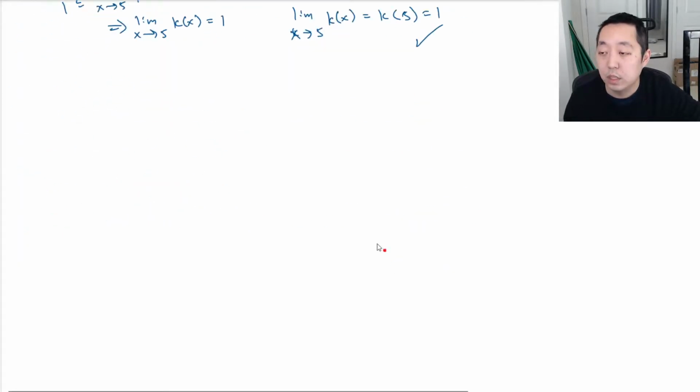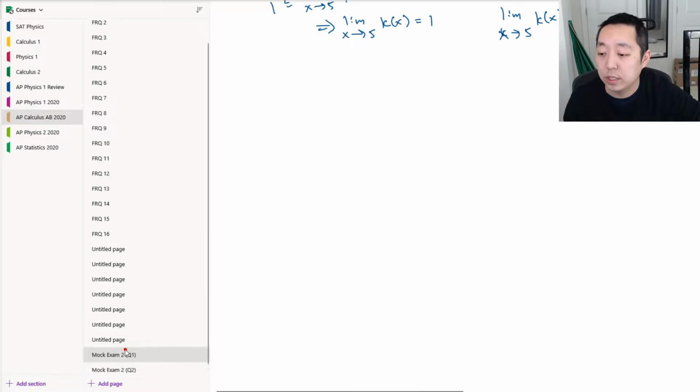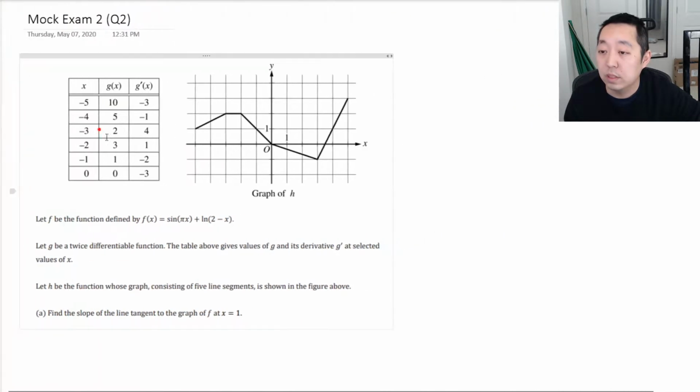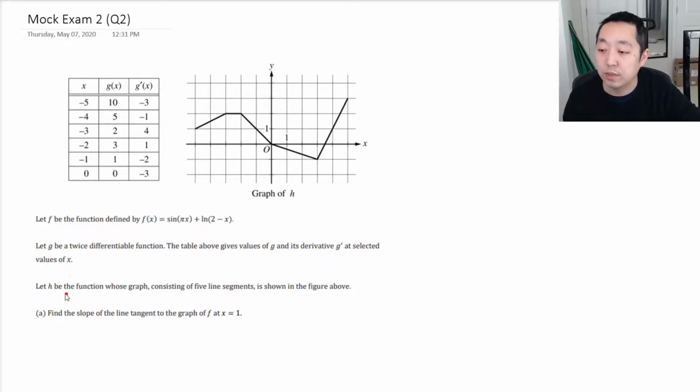Okay? So let's move on to the second question here. Okay, let's see. That took me a little over 20 minutes to explain, so let's see if I can knock this one out. Let f be the function defined by this, and let g be a twice differentiable function. The table above gives values of g and its derivative g prime at selected values of x. Let h be the function whose graph consists of 5 line segments.